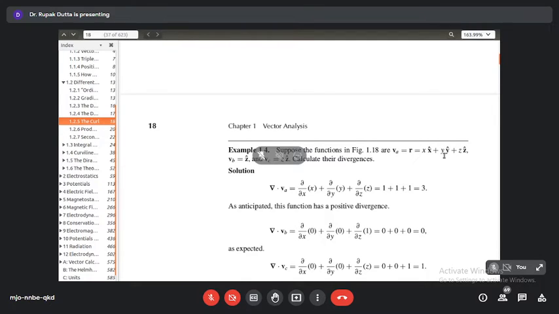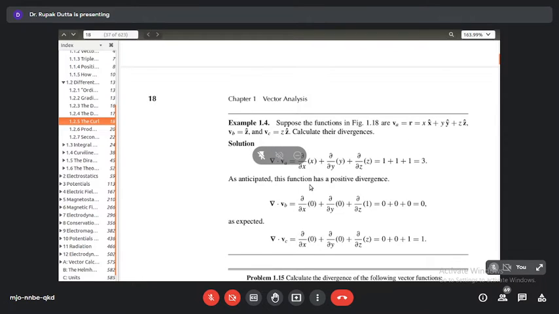Now let us find the divergence of this vector. It is very easy to find from the mathematical expression: del dot VA is the divergence of this vector field. That will be simply del x of x, del y of y, del z of z, and this will give you 3. So the divergence of this vector field is 3, a positive divergence.